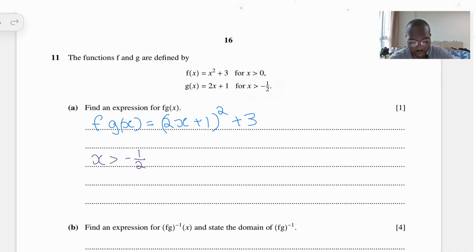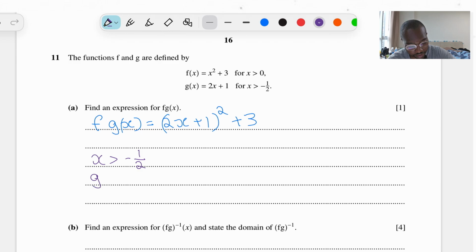And then for the range, we can consider both those points. And to be honest, if we just look at it, we can tell what the range is going to be, because (2x + 1)² is always going to give us a value greater than or equal to 0, when the function will be greater than 0. And then we have the plus 3 as well, okay? So in this case, we can also write that f(g(x)) will be greater than 3.